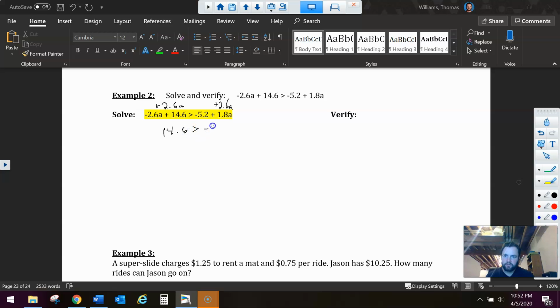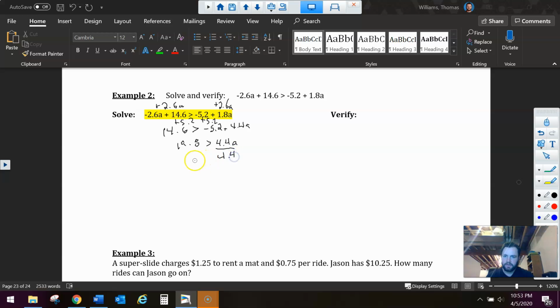Now, because I was not multiplying or dividing by a negative, I'm going to keep that inequality sign facing the same way. And here we're going to have 4.4a. My next step then is, I've got a -5.2 over here on my right side. I want to get rid of it by adding 5.2, and if I do it to one side, I've got to do it to the other side. So 14.6 plus 5.2 is going to give me 19.8, which should be greater than my 4.4a. And then my last step is going to be to divide by that 4.4.